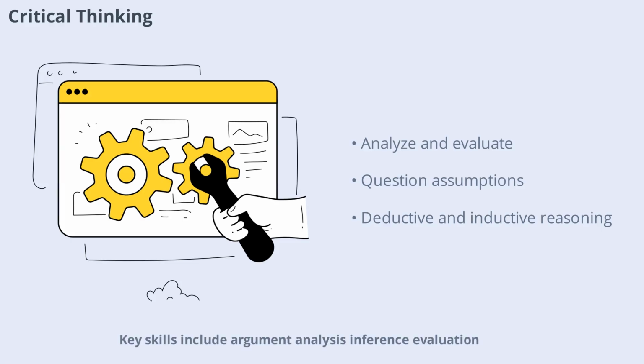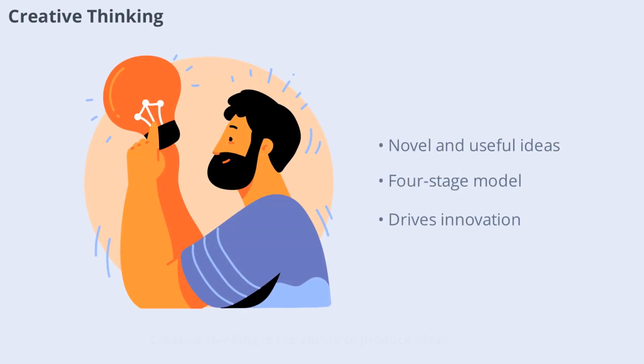Key skills include argument analysis, inference evaluation, and both deductive and inductive reasoning. Critical thinking is essential for making informed decisions and is placed at the top of Bloom's taxonomy of cognitive complexity. Creative thinking is the ability to produce ideas or solutions that are both novel and useful.